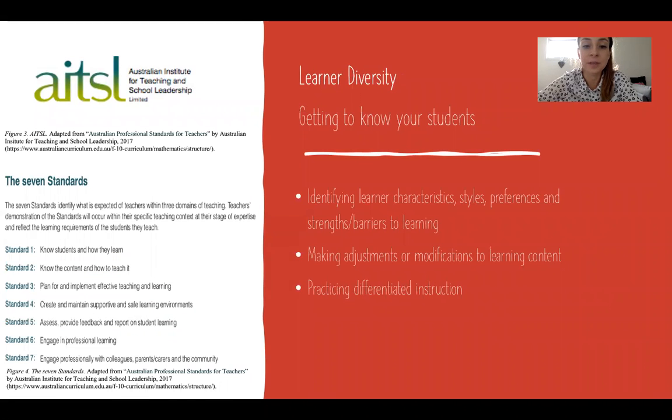Learner diversity, getting to know your students. To actively support students across all paths, it is essential to acknowledge the diversity of the learning environment, inclusive of learning styles and considerations. Key considerations include identifying learner styles, characteristics, preferences, strengths, and barriers to learning, making adjustments or modifications to learning content, and finally, practicing differentiated instruction. The necessity to employ these key considerations is explicitly outlined by the Australian Institute for Teaching and School Leadership, Australian Professional Standards for Teachers.